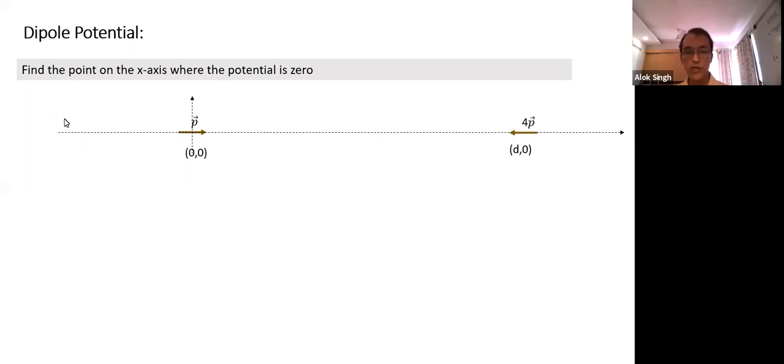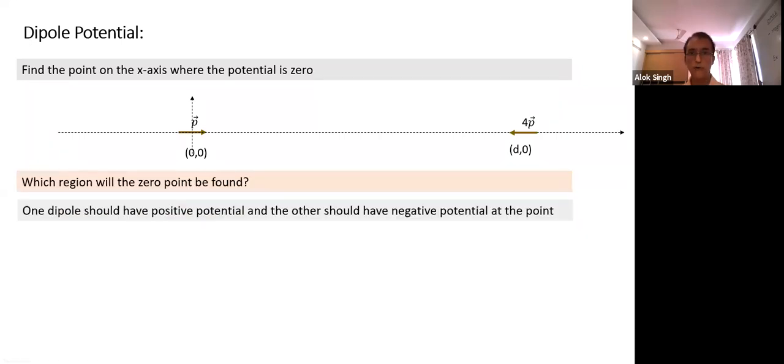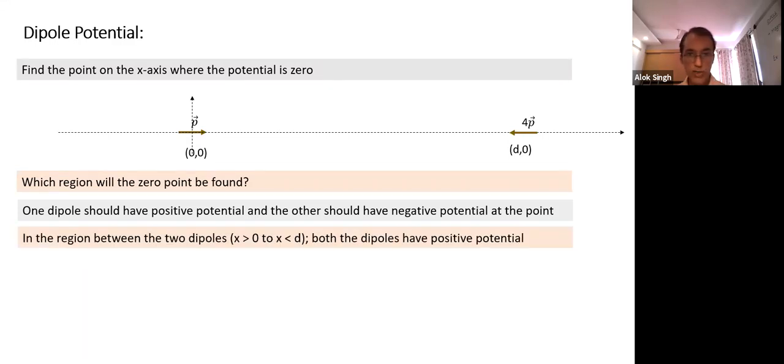The first thing you need to understand: the point where potential is 0 will be found in which region? x less than 0. That's the region we can find. One dipole should have positive potential, the other should have negative potential. In the region between the two dipoles, both dipoles have positive potential, so it cannot be 0. So where would the point be 0? It will be 0 somewhere at a distance of x, the point minus x. Can we calculate the distance x now? Can we write the formula?